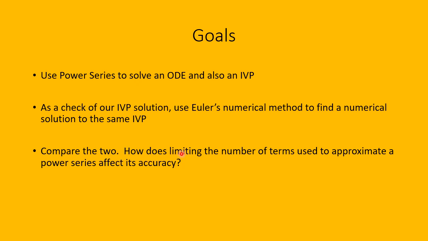How does the number of terms we use in the power series, since we can only approximate an infinite series for the finite number of terms, how does limiting the number of terms used to approximate the power series affect its accuracy?